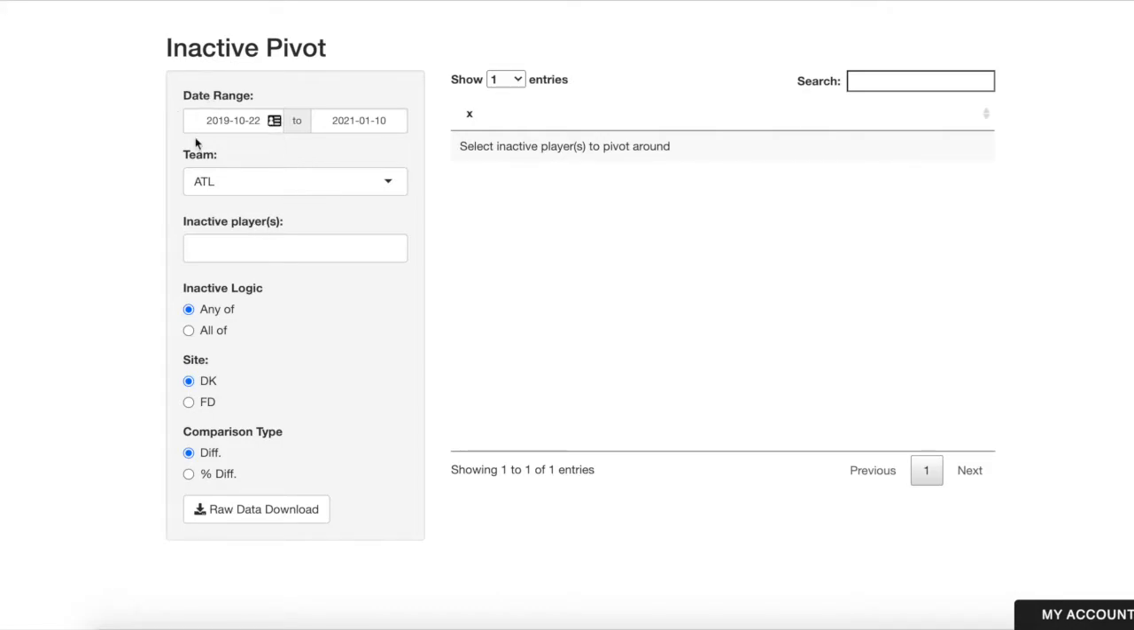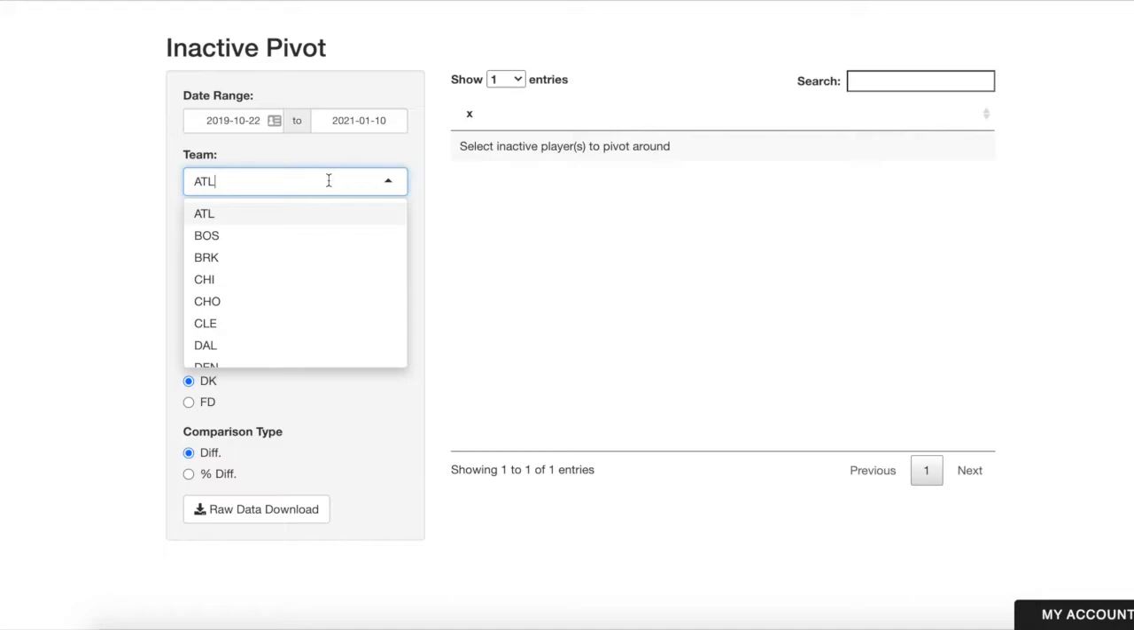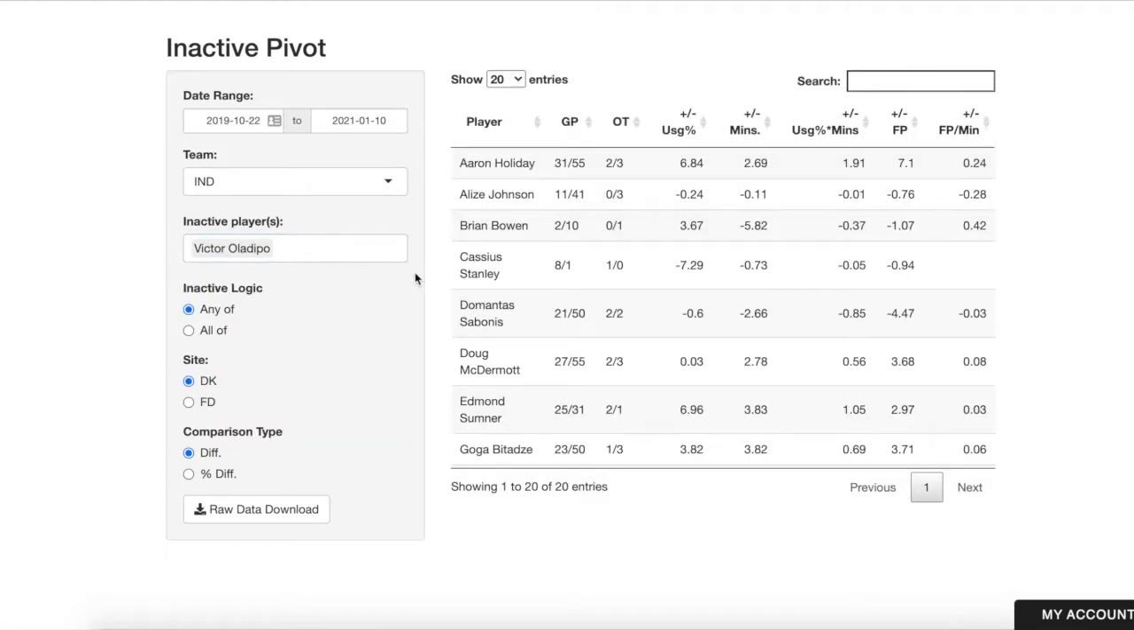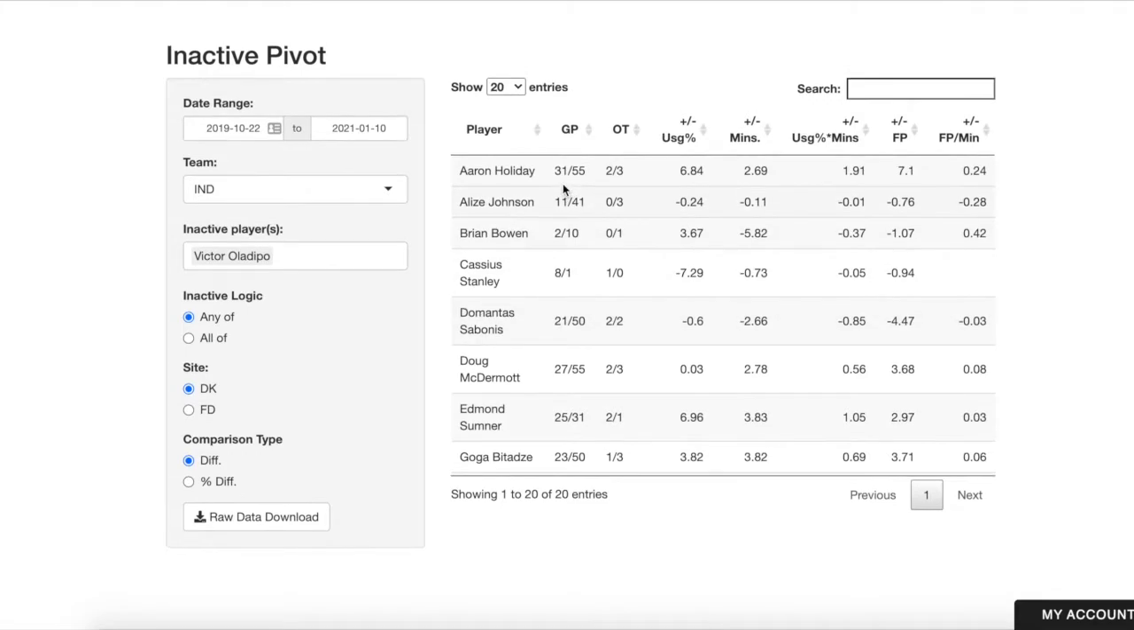So the tool allows you to bracket by date. You have to start by selecting which team you want to view inactive trends around. So for this example, we're going to look at Indiana Pacers games in which Victor Oladipo is out. And by inputting Oladipo, you are able to see a table of different metrics that I guess we can explain here. So obviously, you have player name, you have the game played in overtime columns.